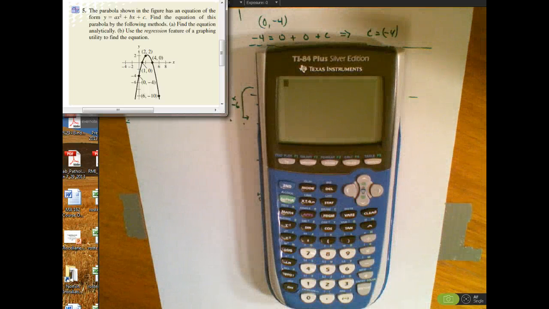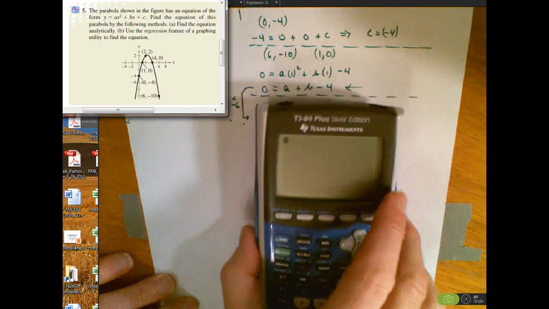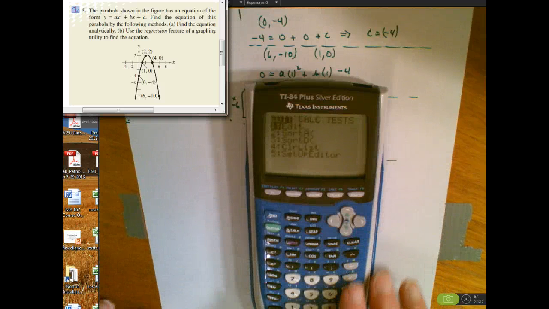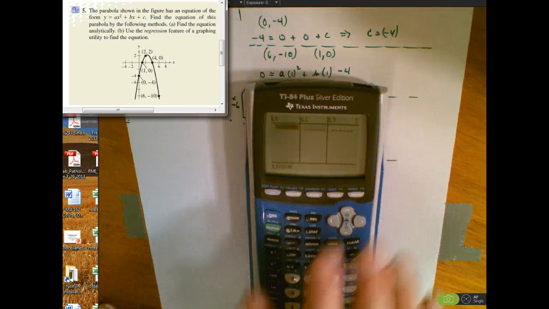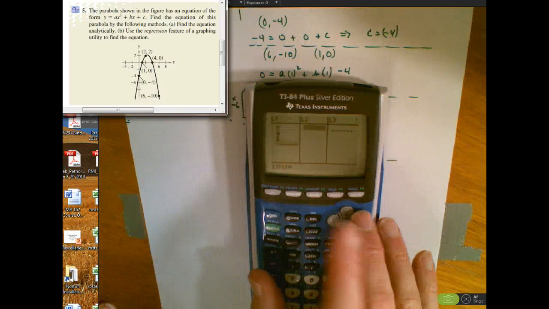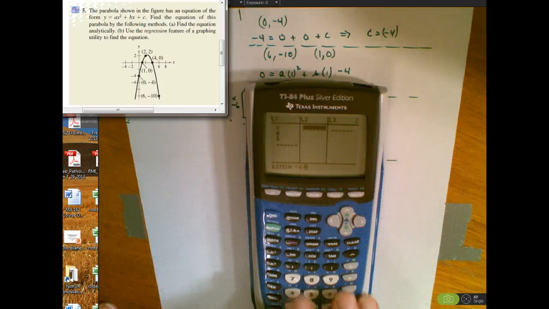We'll first do it with the points that we used, and then we'll expand it to see how the other ones work. Let's go to second memory and hit 4 to clear our list, so we're ready to input our data. I'm going to go to Stat, Edit. In my X variable, I used the points 0, 6, and 1, with corresponding y coordinates of -4, -10, and 0. We've got 3 points on a parabola, and that's enough to define it.